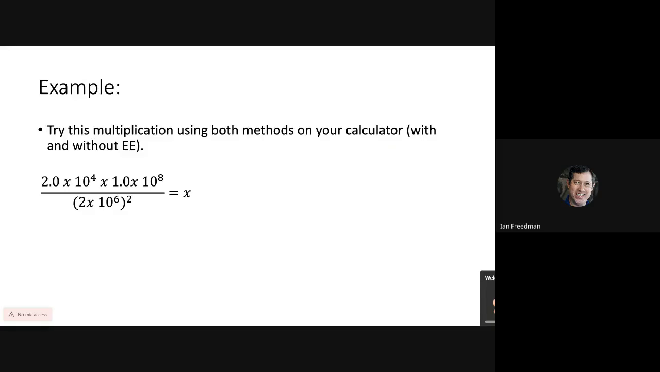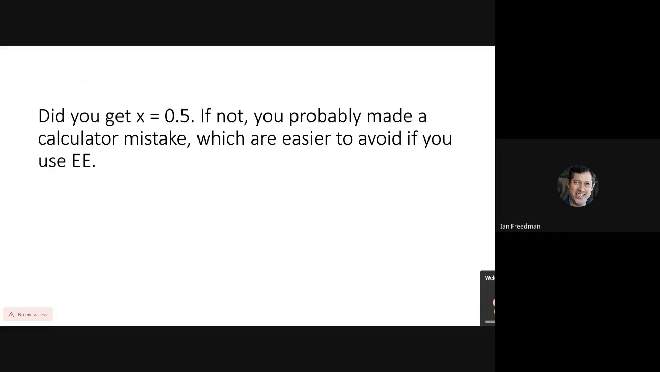And I think it works out to be, let's see, 2 times 10 to the 4th times 1 times 10 to the 8th is 10 to the 12th with a coefficient of 2. 2 times 1. So 2 times 10 to the 12th divided by 2 times 10 to the 6th squared, which is 4. 2 squared is 4. 10 to the 6th squared is 10 to the 12th. So 2 times 10 to the 12th divided by 4 times 10 to the 12th should get you, what, 1/2, right? So just check that. Make sure that you're doing this correctly.